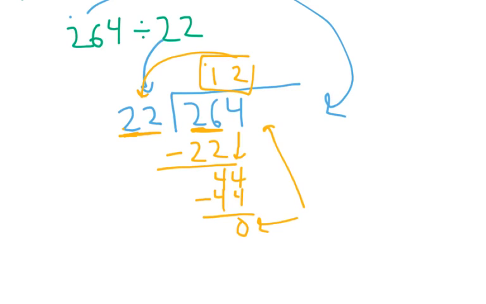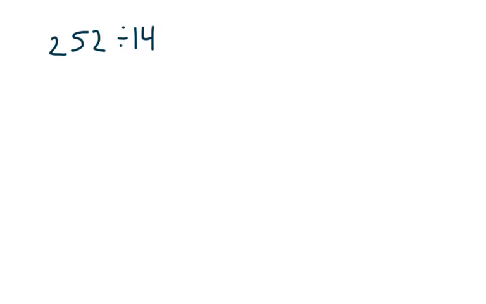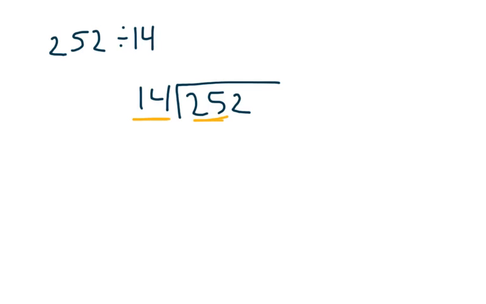Let's do one more example. Let's look at 252 divided by 14. First, I want to get this set up for long division. So I'll have 14 outside the division bar, and then I'll have 252 in it. I'm going to look at these two numbers and think, how many times does 14 go into 25? Well, 14 times 2 is 28, so it's not twice, it's only once.